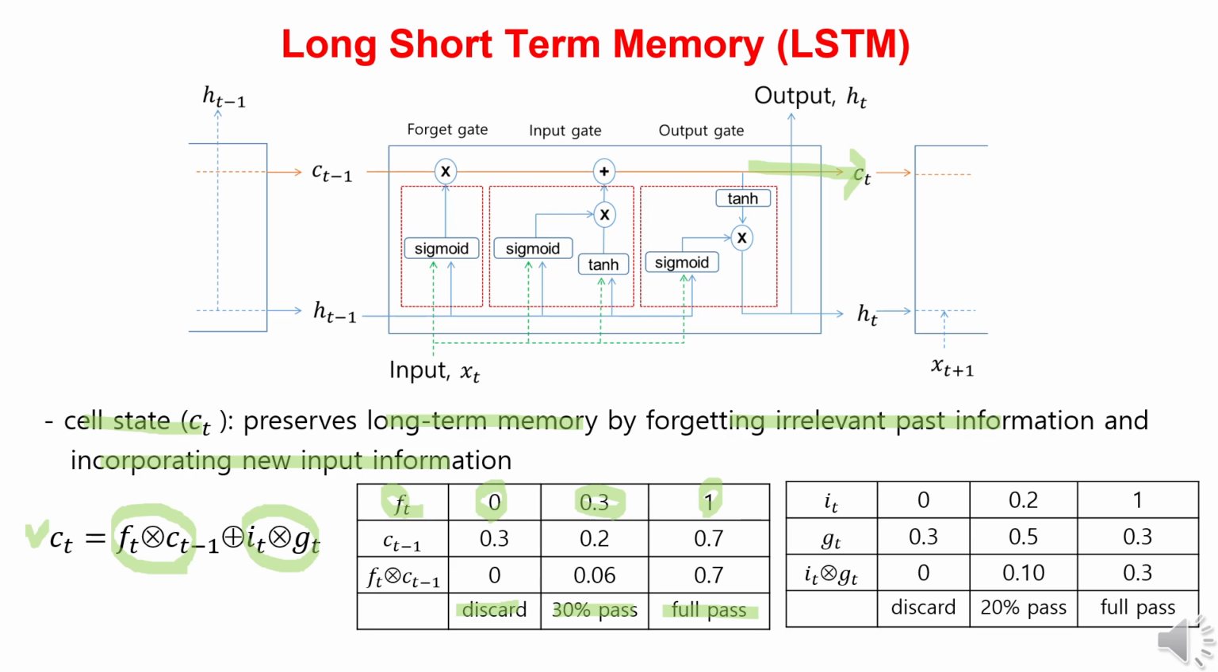Similarly, if the input gate outputs 0, no new information is added. If it's 1, all new information is added. And if it's 0.2, only 20% of the new information is incorporated.